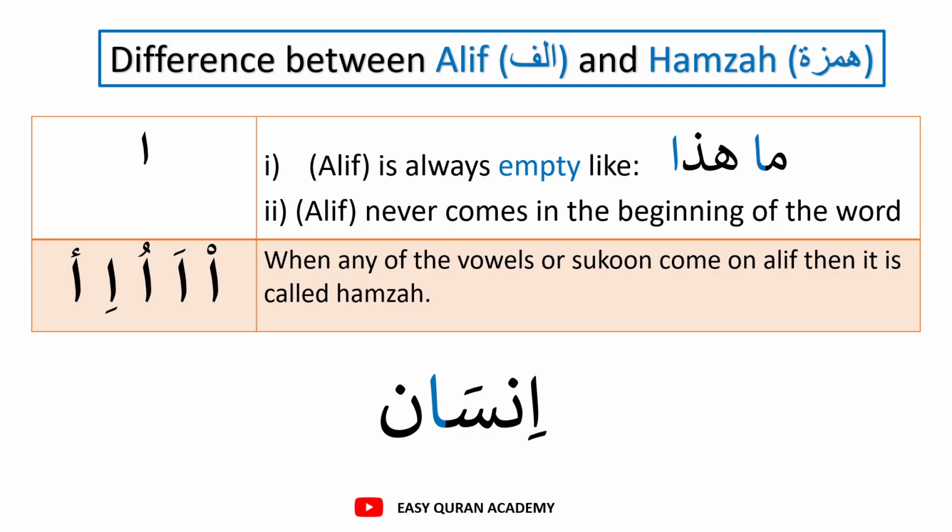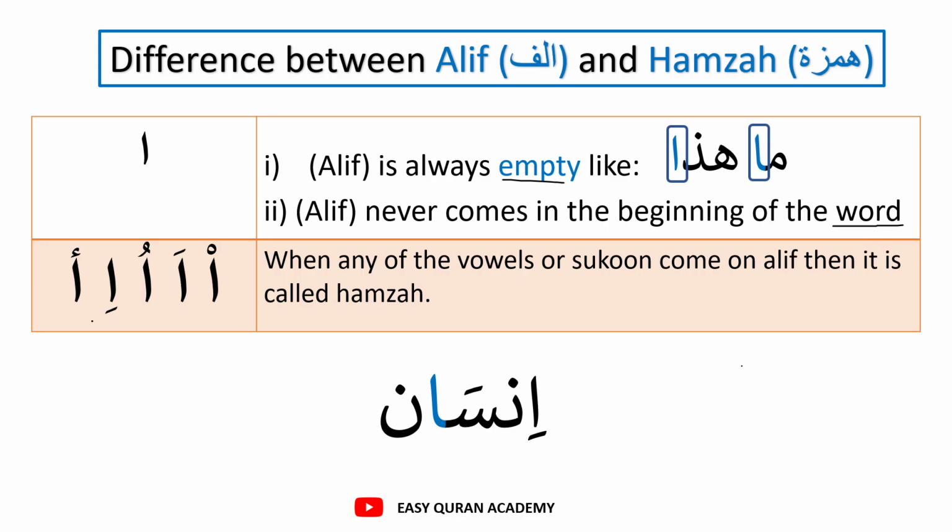Alif is always empty, like we can see over here, ma hada. So we can see over here that ma is empty, right? And similarly we can see hada. Here again alif is empty. So in ma, alif is empty, and in hada, alif is also empty. That's number one about alif. Number two, very important, alif never comes in the beginning of the word. Very important again, it never comes in the beginning of the word.